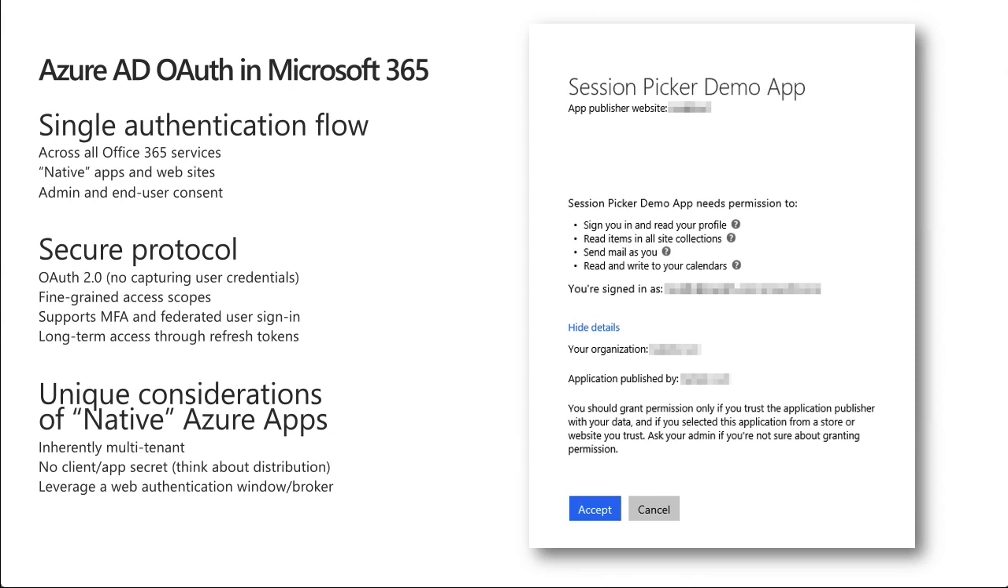Now, we do have some special considerations when it comes to native applications on a mobile device. These things are inherently multi-tenant, and we also have the challenge of dealing with an app secret. So in that process I talked about a minute ago, and we're going to look at it in more depth on the next slide, the application receives a code and then goes back to Azure AD and says, hey, here's a code, I need an access token.